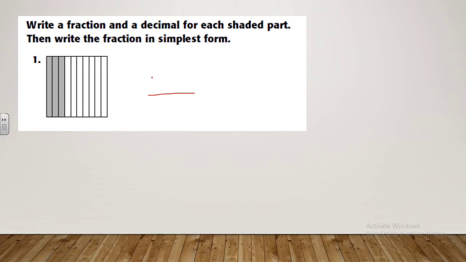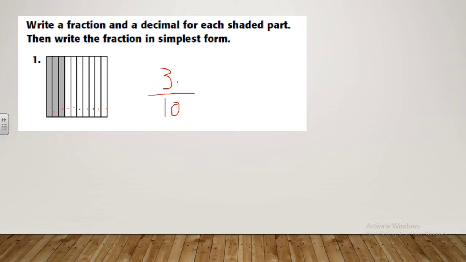In the numerator, we will write the number of the shaded parts. So let's count to know how many lines are shaded. 1, 2, 3. So we have 3 shaded parts. Let's write 3 in the numerator. And in the denominator, we will write the total number. So let's count 1, 2, 3, 4, 5, 6, 7, 8, 9, 10. So we have 10. So that will be 3 over 10.